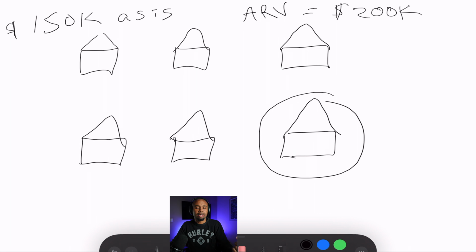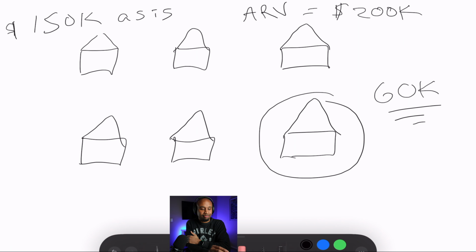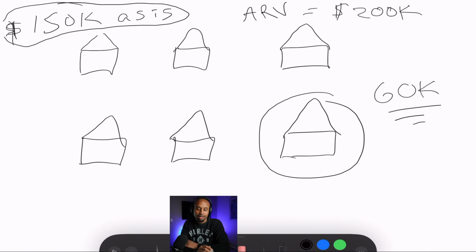So we talked, and I got the house under contract for $60,000. So what do you think I'm thinking at this point? Houses in this neighborhood are selling for 150K in as is condition. And as far as the condition of her house, if I had to grade it on a scale of 1 to 10, I would say her house was probably a 5 or 4.5.